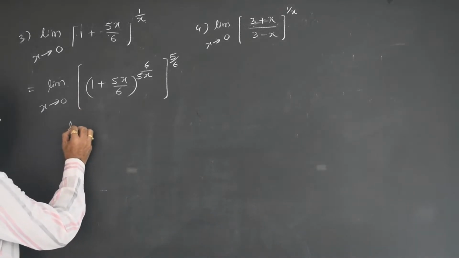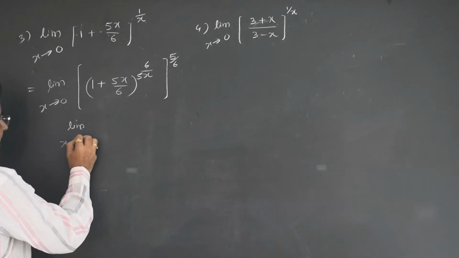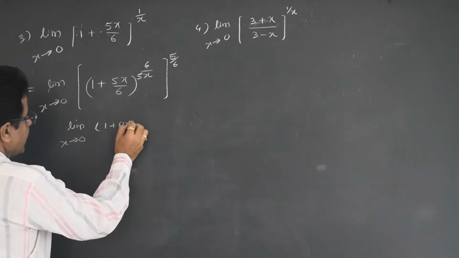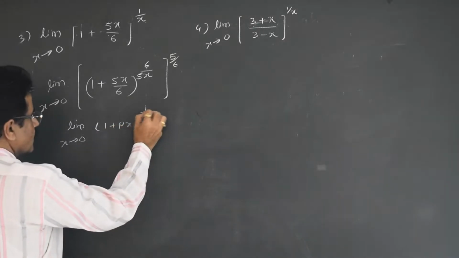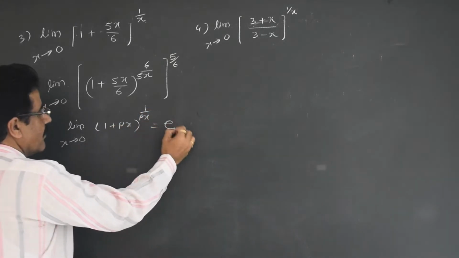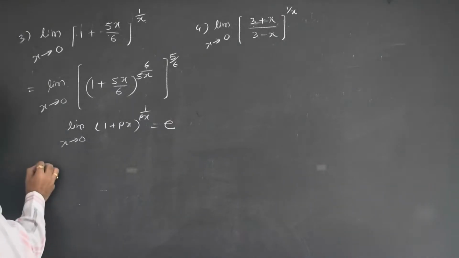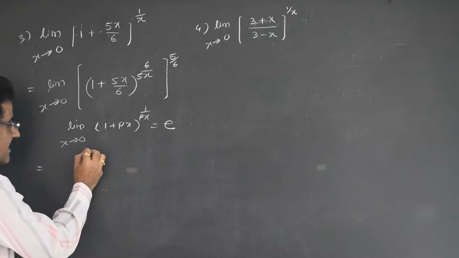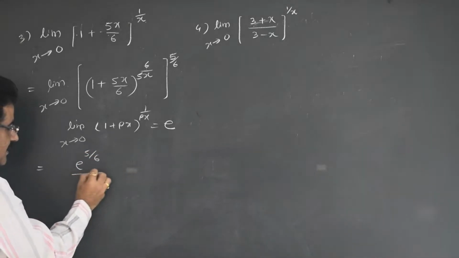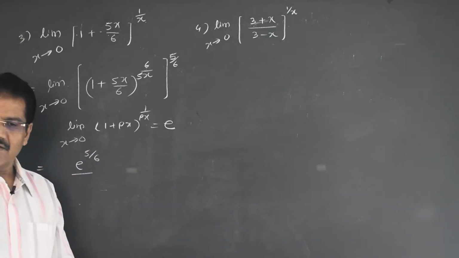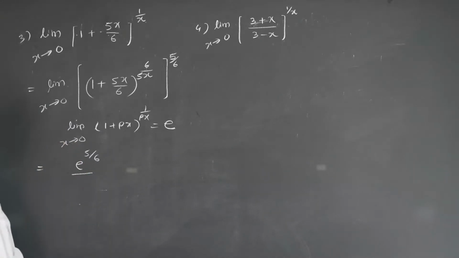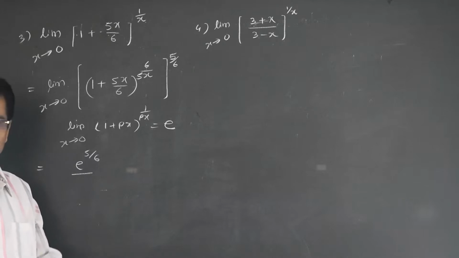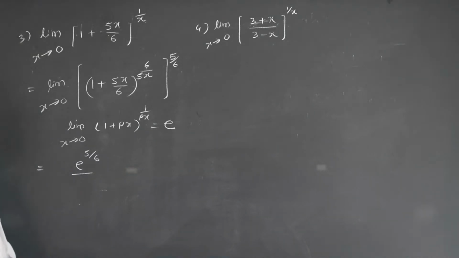Now it is in the form of limits as x tends to 0, 1 plus px whole bracket raised to 1 upon px is equal to e, and therefore we get the final answer for this term as e raised to 5 upon 6. So we are getting the answer very quickly in a minimum number of steps using this formula of 1 plus px whole bracket raised to 1 upon px.